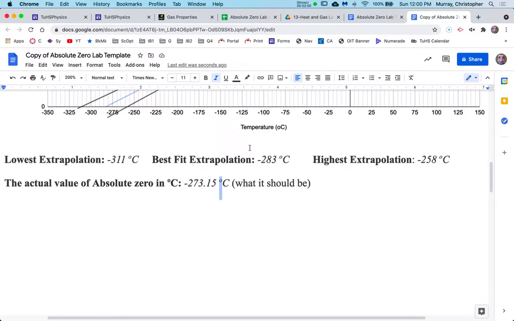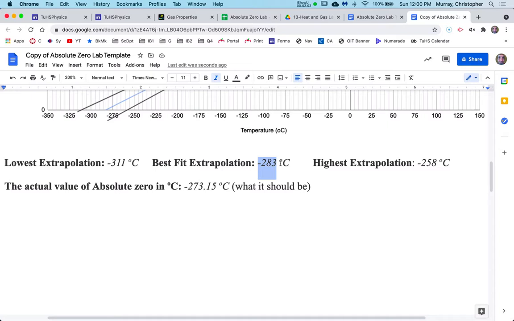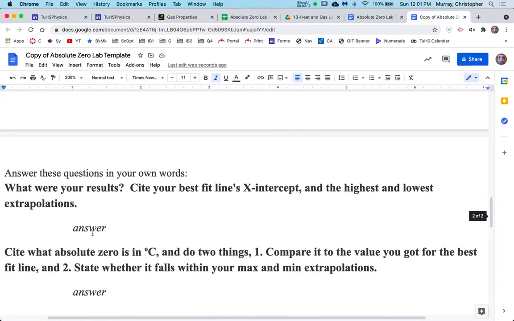Well, I would lead with what your best fit extrapolation is. My best fit extrapolation was minus 283 degrees Celsius. But the steepest and least steep lines allowed a range of minus 311 degrees Celsius to minus 258 degrees Celsius. And that's all you need to say there. Just say what they are. Cite them, write words. There it is, right?